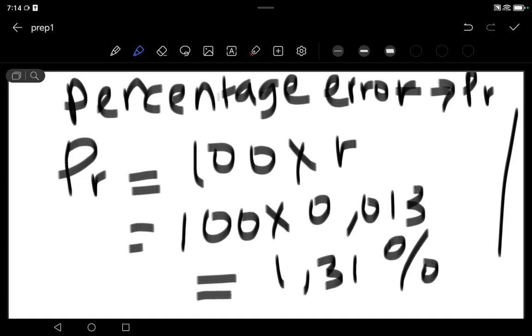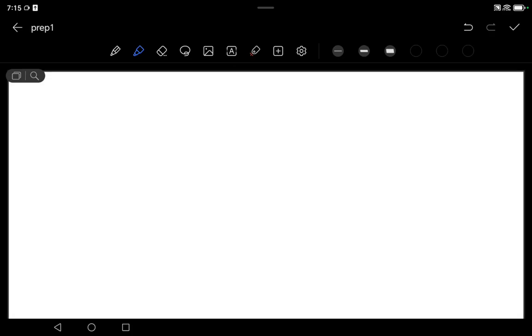It's all about errors. So here I was just showing how to use the formulas. We have absolute error, percentage error, and relative error. There is a class activity there, activity 1.1. You see it? Okay, let's do activity 1.1.